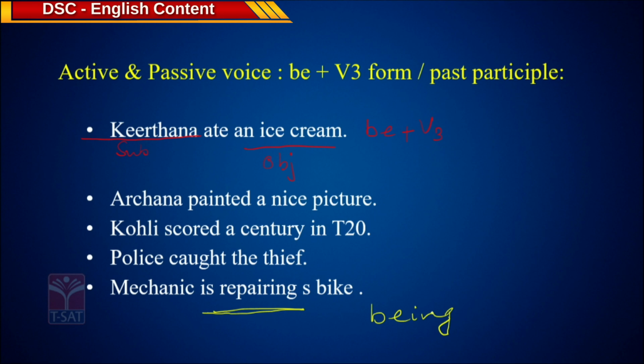A bike is being repaired by a mechanic. This is how we need to write. In all other cases, in the simple examples I have taken, that is the B plus V3 form, you put the formula and get the answer.